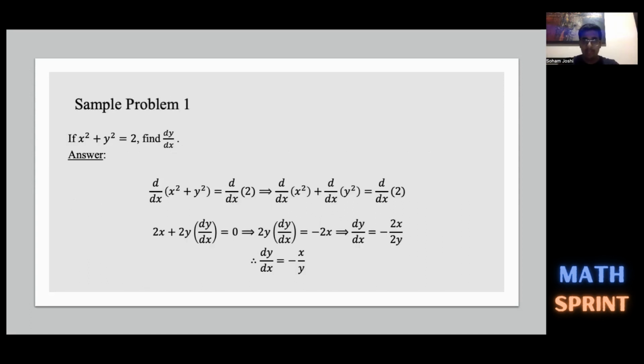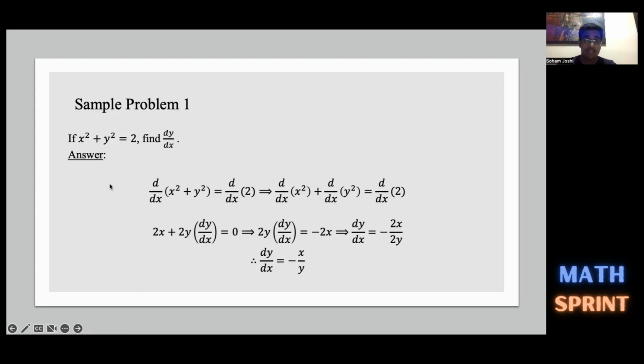Now let's do a problem. If x squared plus y squared is equal to 2, find dy by dx. I'm going to link our entire solution to all of the steps that I mentioned on the previous slide. So we have to find dy by dx. The first step, differentiate both sides of the equation in terms of x.